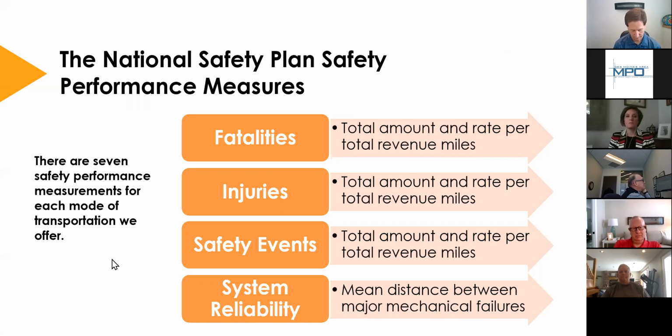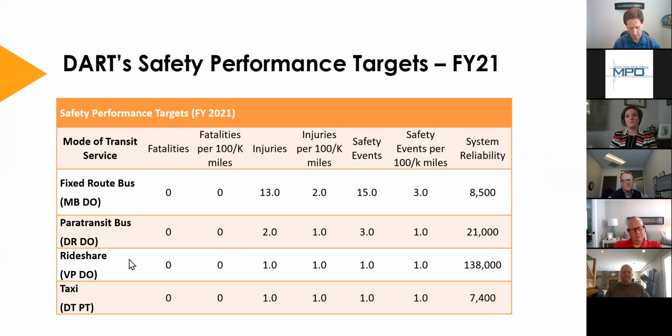So fatalities, injuries, both by total number and by rate per total revenue miles, safety events, and then system reliability. How long are vehicles on the road between major mechanical failures? Next slide, please. While we've tracked this information in the past, we haven't broken it down quite like this. This is more like bringing the trees out of the forest. We've always tracked fatalities. Injuries was kind of buried.